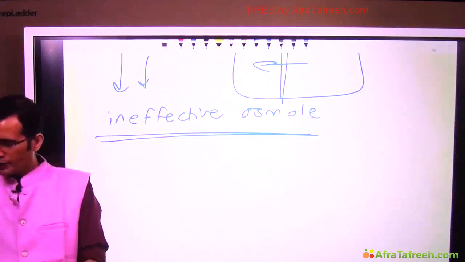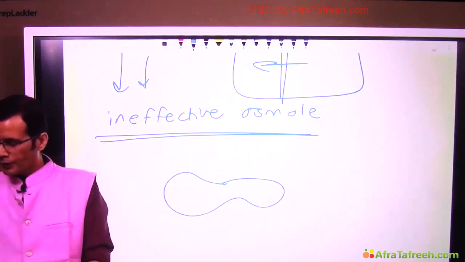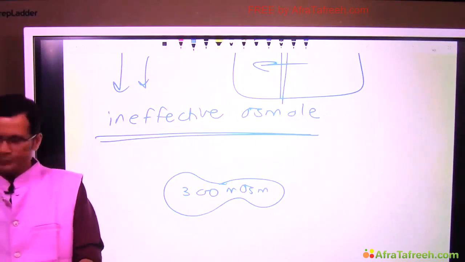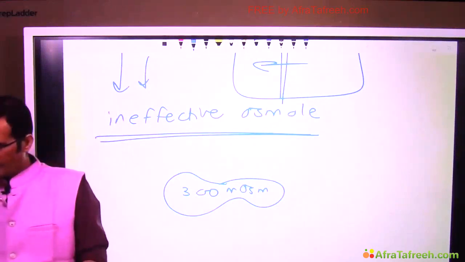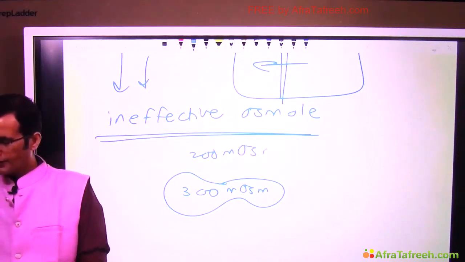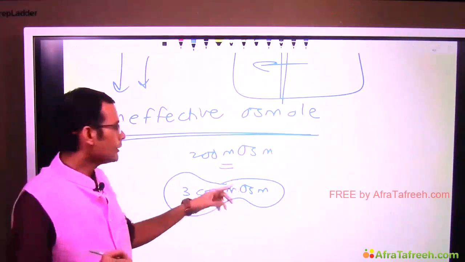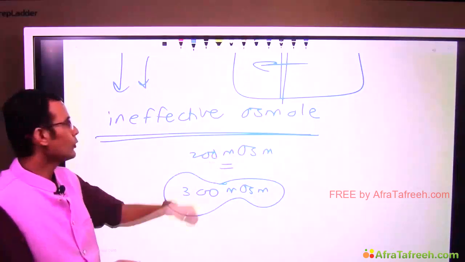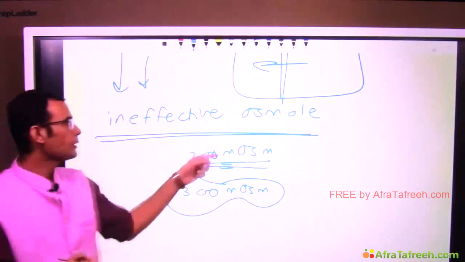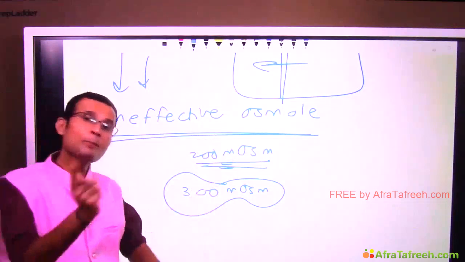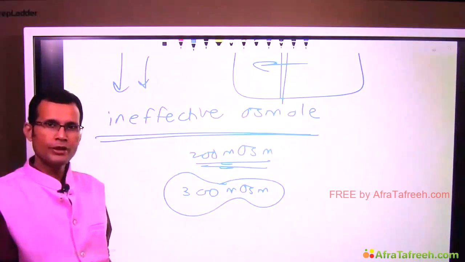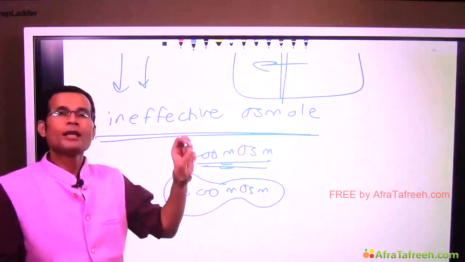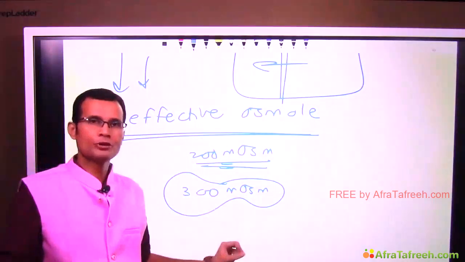Say an RBC, and inside the RBC, let's say this is the osmolarity, and outside the RBC, this is the osmolarity, or let's say tonicity of the solution. The RBC is suspended in a solution with a tonicity of, let's say, 200 milliosmoles per liter. Now this is a hypotonic solution, right? Less solutes, more water. So the RBC has been suspended in the hypotonic solution.